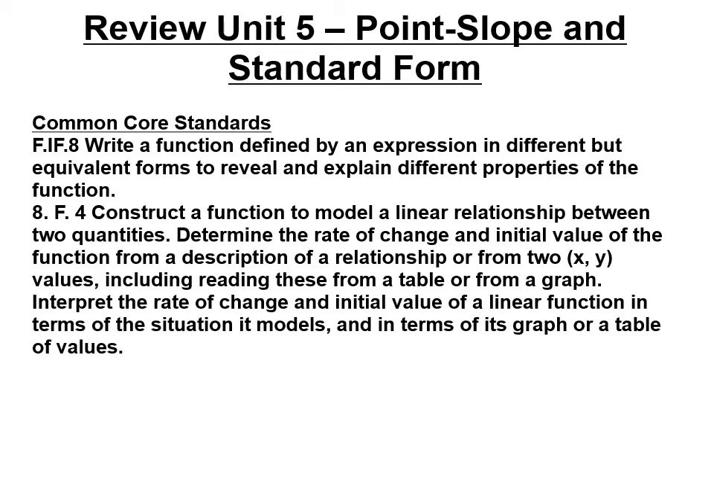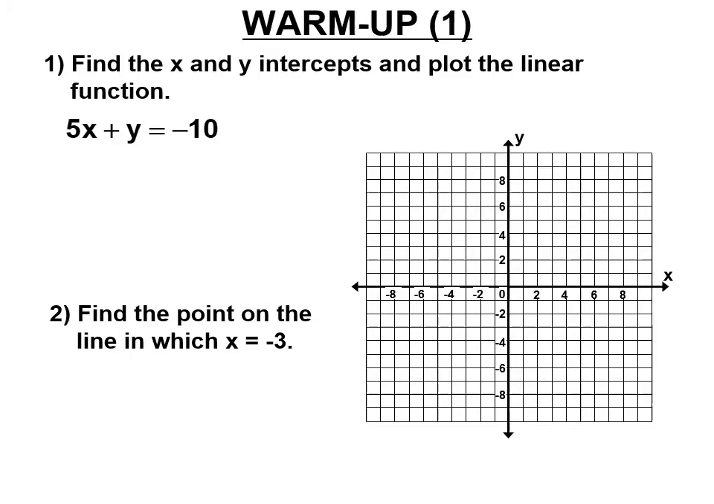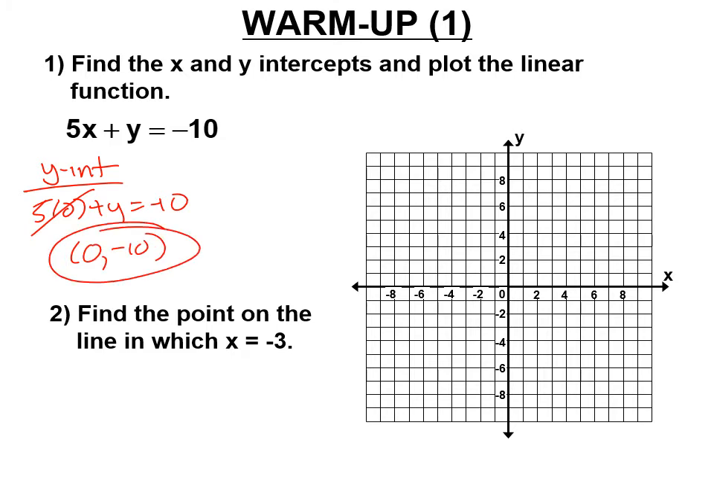All right, welcome to the review for Unit 5. In this unit, we learned two new forms of a linear function, point-slope form and standard form. We started by finding the intercepts, right? I always find the y-intercept first, and for every y-intercept, the x-coordinate is 0, and that term goes away. The y-intercept is (0, -10). Make sure you write it that way.